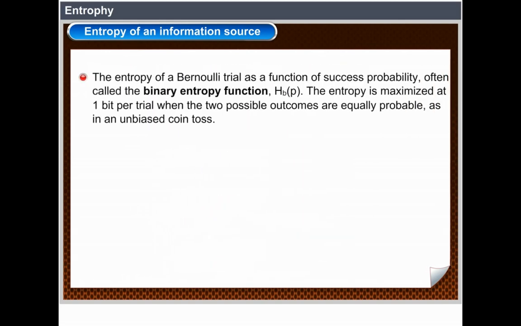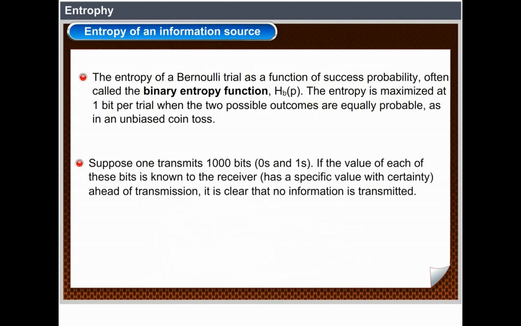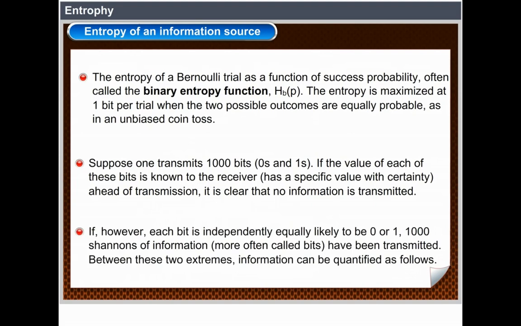The entropy of a Bernoulli trial as a function of success probability, often called the binary entropy function, H_B(p). The entropy is maximized at 1 bit per trial when the two possible outcomes are equally probable, as in an unbiased coin toss. Suppose one transmits 1000 bits, zeros and ones. If the value of each of these bits is known to the receiver as a specific value with certainty ahead of transmission, it is clear that no information is transmitted. If, however, each bit is independently equally likely to be 0 or 1, 1000 shannons of information, more often called bits, have been transmitted.